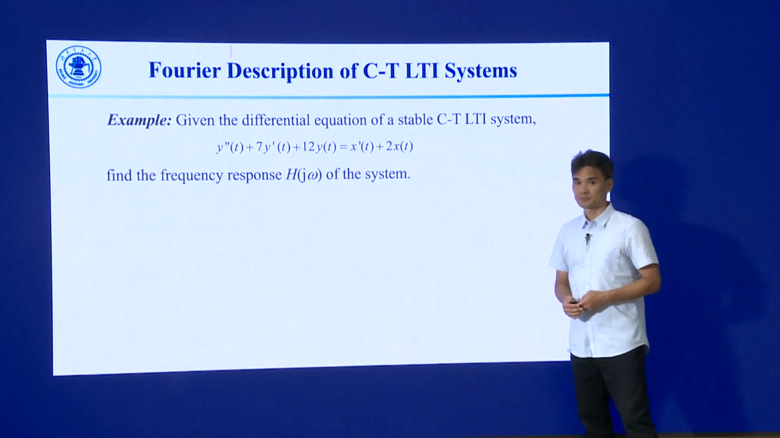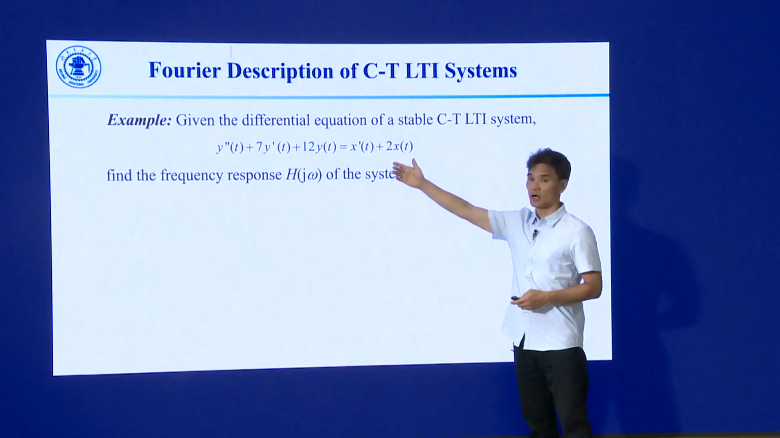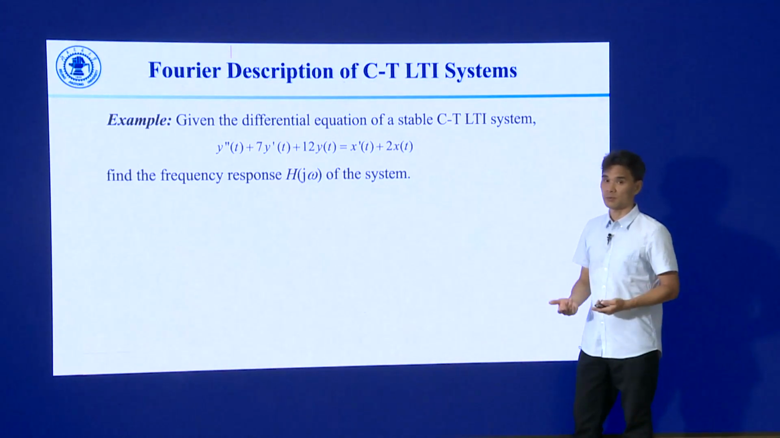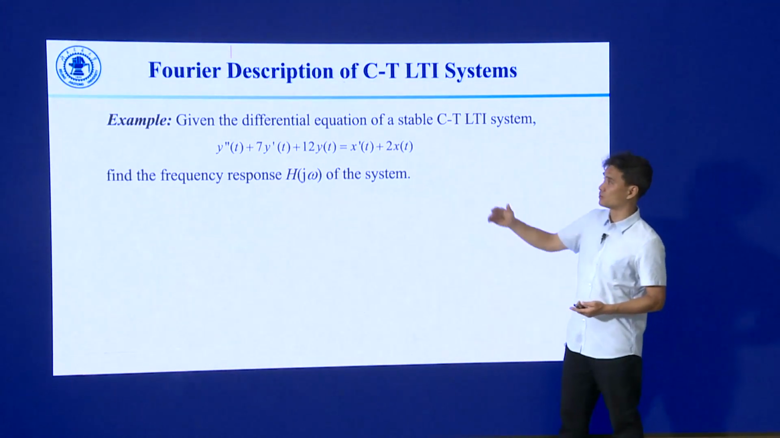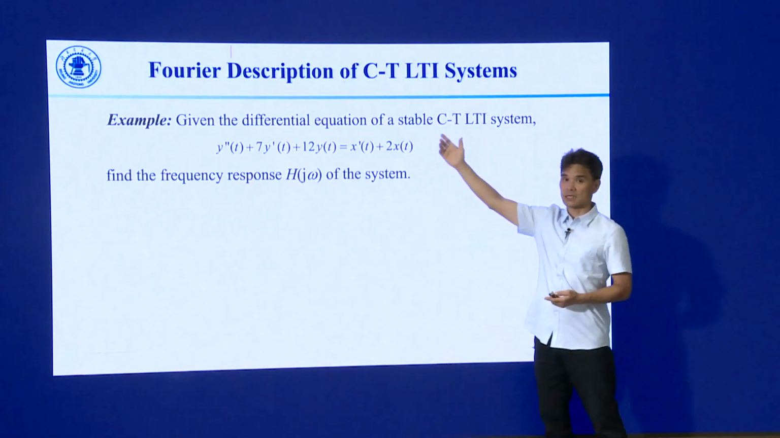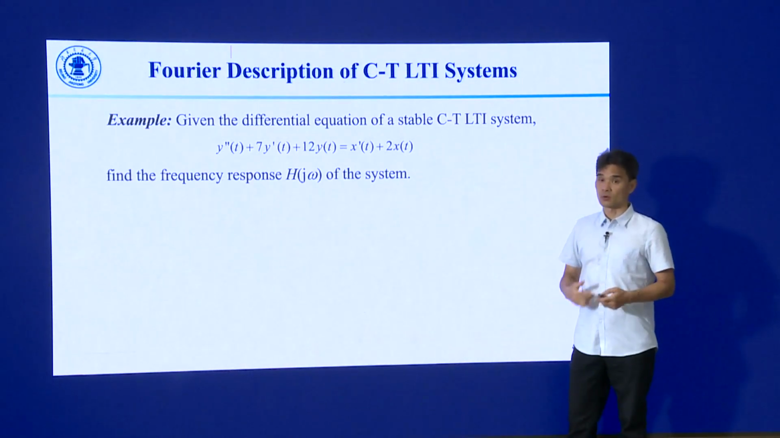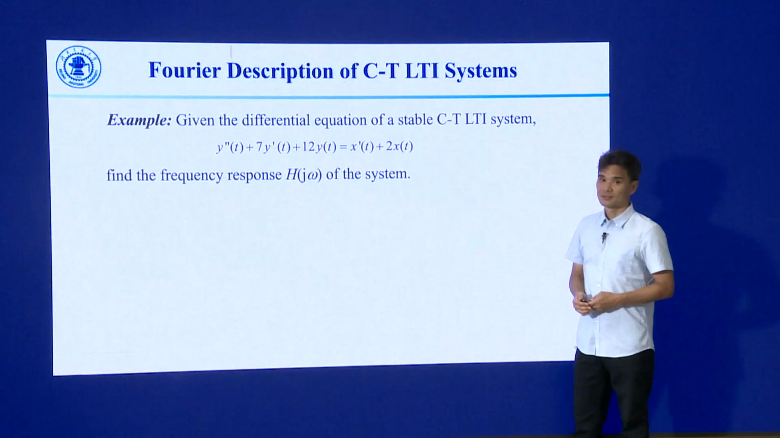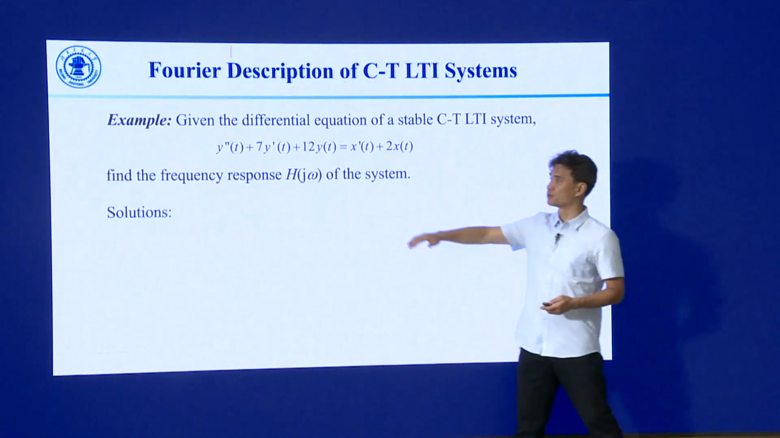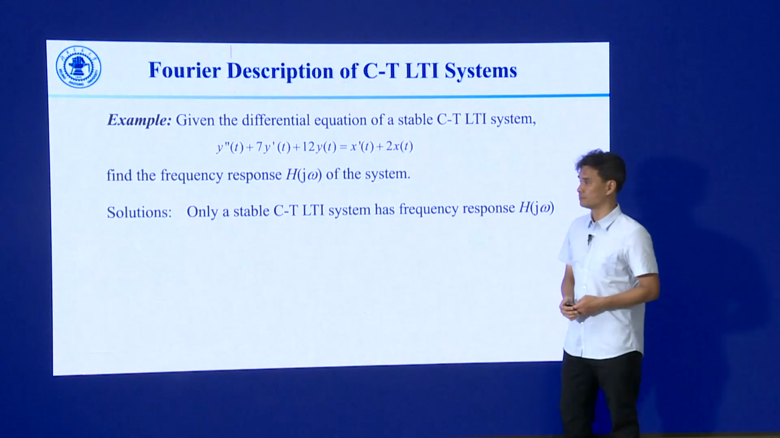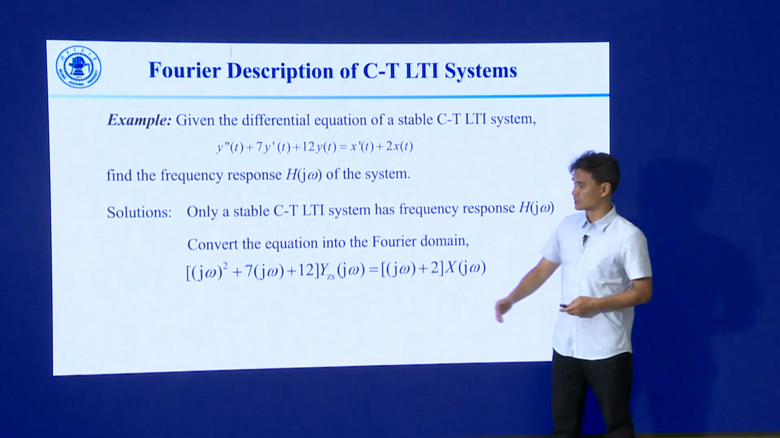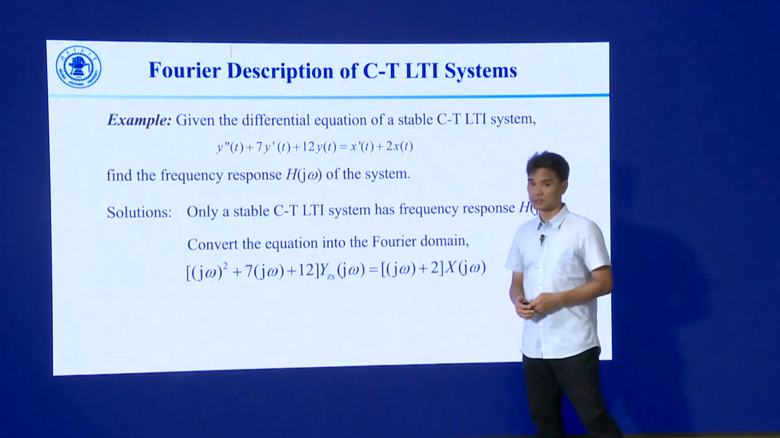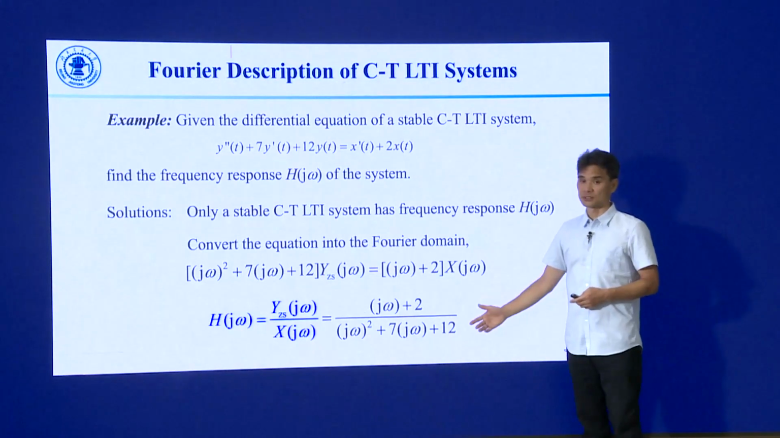Here's one example. The differential equation helps us describe a continuous time LTI system in the time domain. What if we want to describe the same system but in the frequency domain, or in other words, what is the system's frequency response? The idea is quite straightforward. We take the Fourier transform on both sides of the differential equation. And here is the resulting equation. By rearranging the terms in here, we can get the system's frequency response.